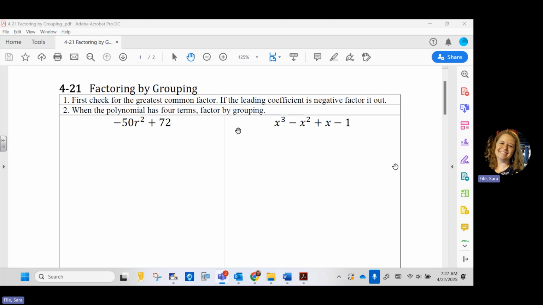Okay, so now we're going to review our factoring by grouping. Okay, so always, same as yesterday, same as the last set of notes, when you're looking to factor whatever it is, both of those pages, the first step is to look for a GCF, a greatest common factor. Okay, so our greatest common factor in this first one would be what? What can I divide out of both 50 and 72?